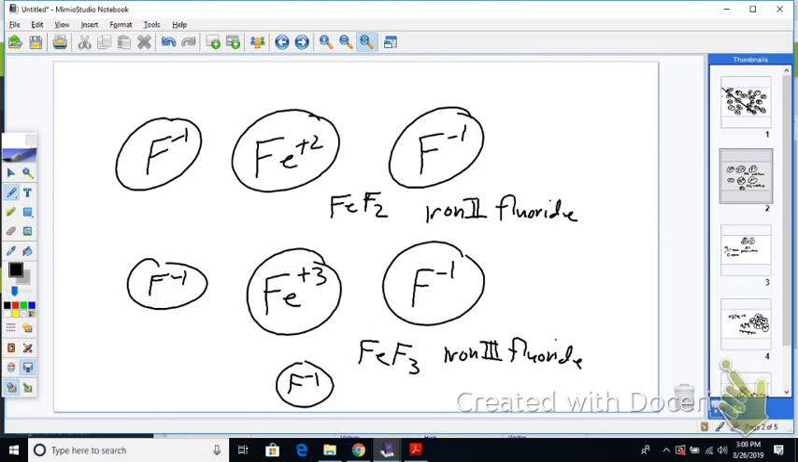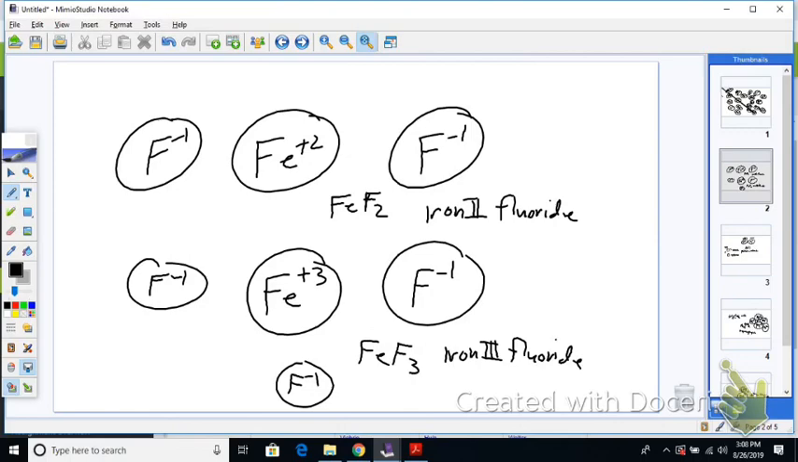Just 1. Do we have to write a Roman numeral for it? No, because we don't have to differentiate it from another cadmium. It can only be one charge. Okay, how about silver? Do we have to explain the difference of silver? No. It can only be a +1. All right. What about platinum? Do we have to write? Okay, we do. All right.